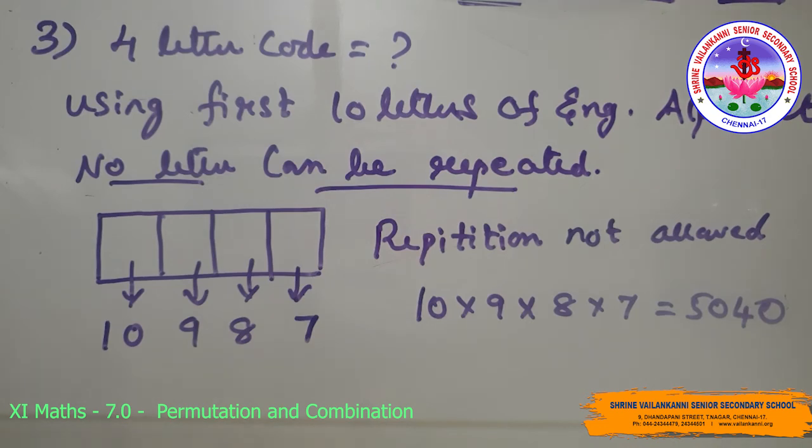Hence 5040 4-letter codes can be formed using the first 10 letters of the English alphabet if no letter is repeated.